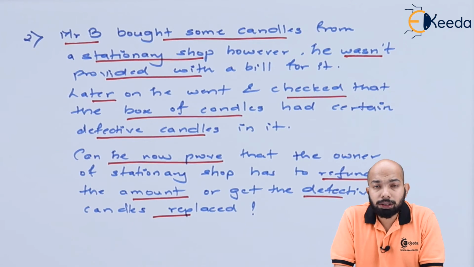which we can call a voucher itself, and if there was any such document available with him, he would have easily proved that the transaction took place, and he could have further gone to the shopkeeper, the owner of the shop, asking for a refund, or he could have asked for a replacement of those defective candles. But now in this situation, there is no proof that the transaction took place between the shopkeeper and the purchaser, that means Mr.